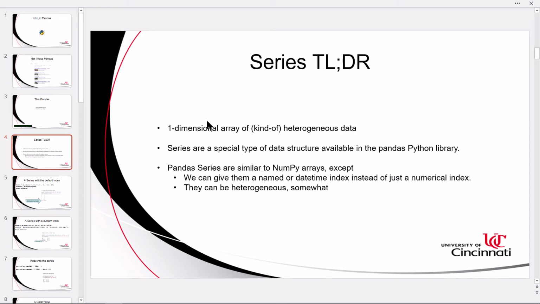First, let's look at the concept of a series. It's somewhat analogous to a NumPy array, but we can give it an index rather than just indexing numerically. We can literally give the individual elements index names. And theoretically, or on the surface, the series can have different types of data in it, but it doesn't really work out that way. I'll show you that in a bit.